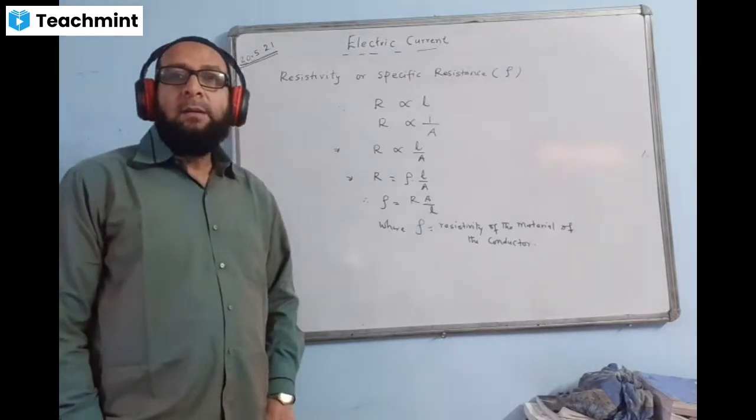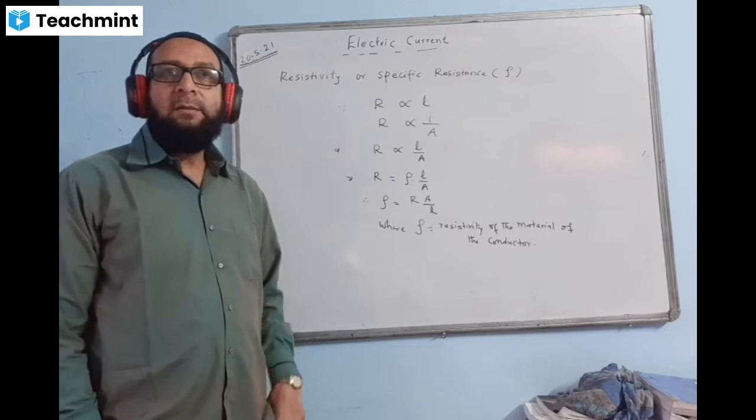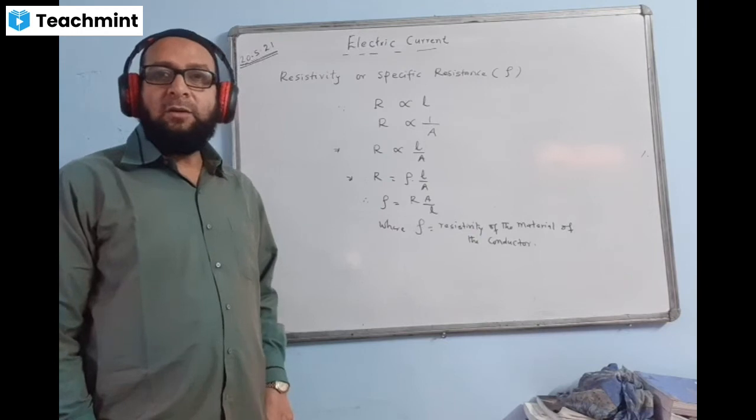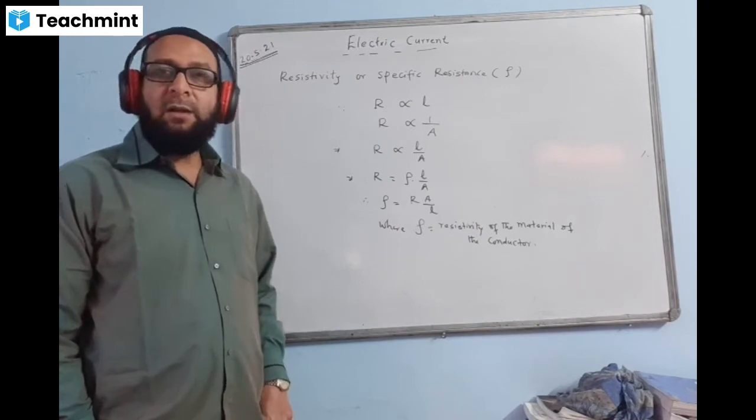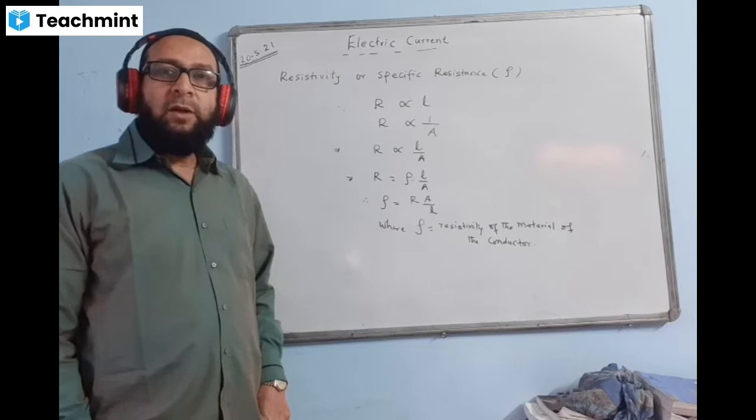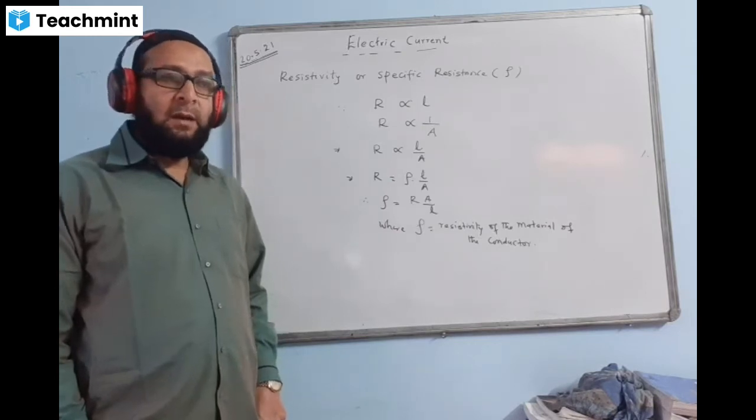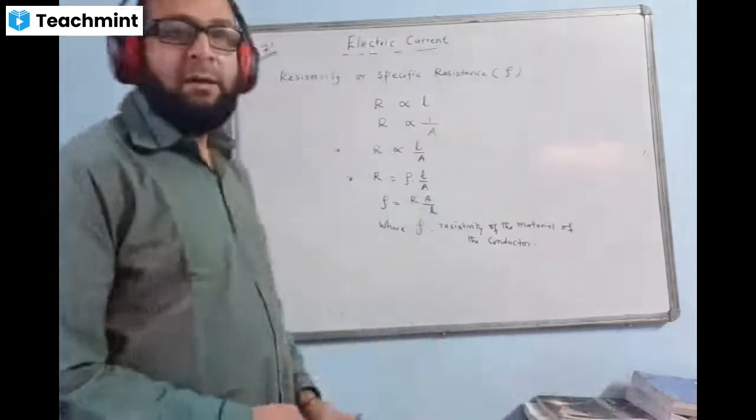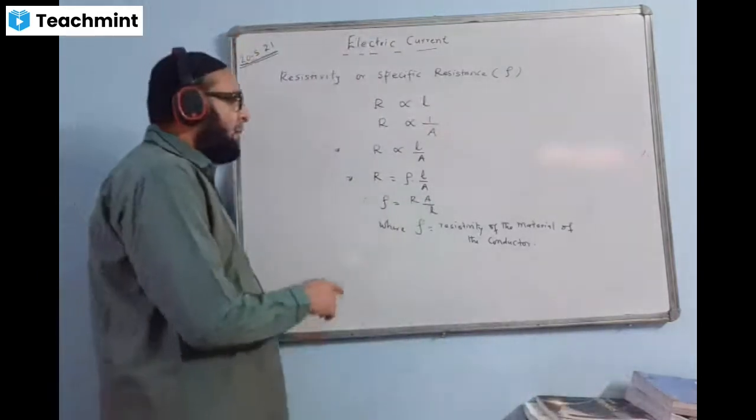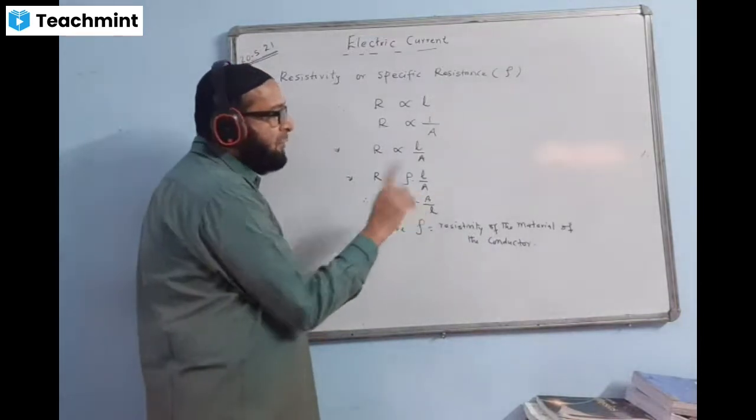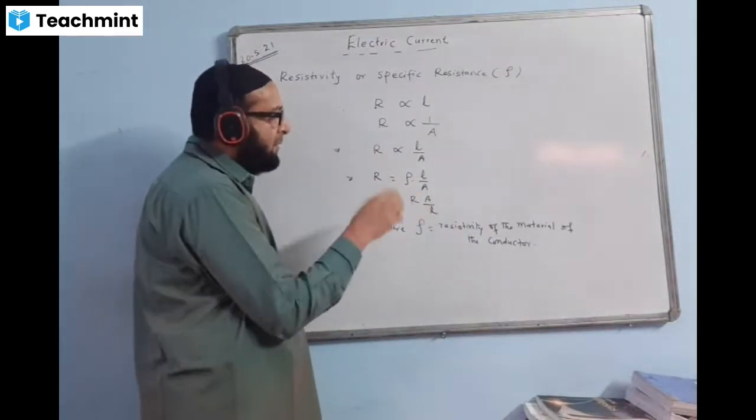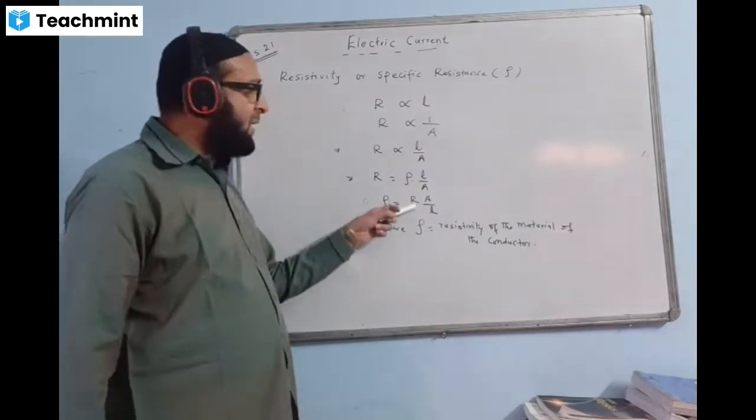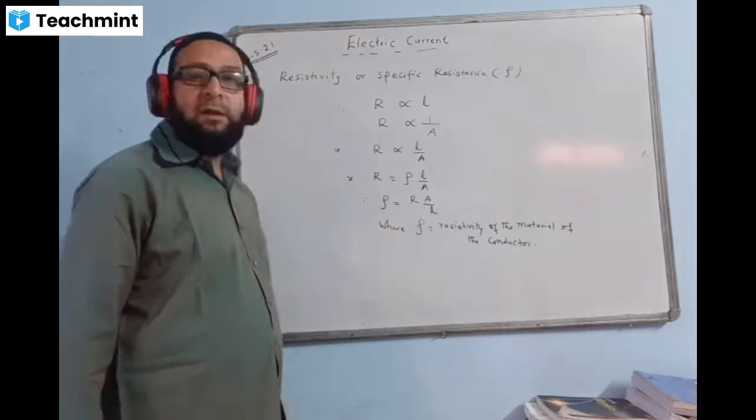by its unit length and unit cross sectional area. Okay, what I mean to say is, if I take the area value as unit, meaning 1, and L also you're taking 1, then rho and R will be equal. That's why we say resistivity is the resistance offered by unit length and unit cross sectional area.